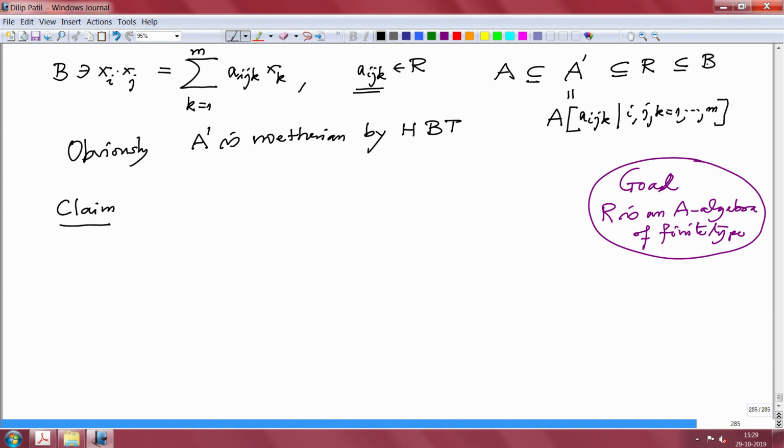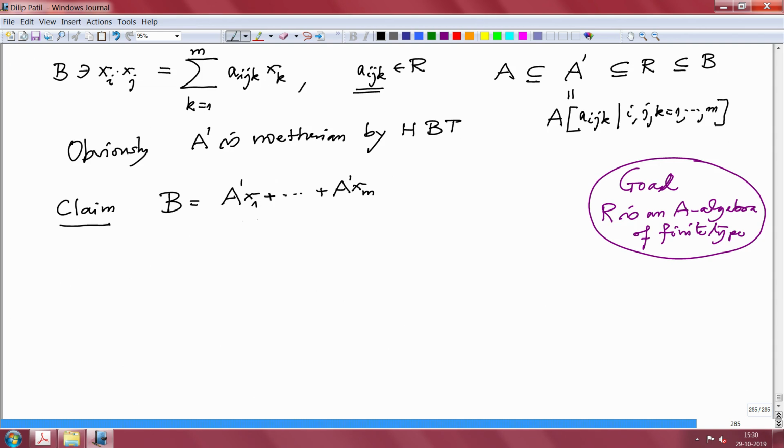We have given A, B is a module over R, finitely generated, and it is generated by this x1 to xm. But now I want to claim that this B is a finite A prime module with the same generating set. So the claim is B is an A prime linear combination of x1 to xm. We know that B is generated as an R module by x1 to xm, but this says that B is generated as an A prime module by x1 to xm. Alright, so why is that?